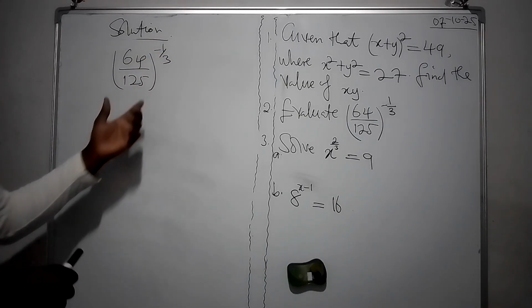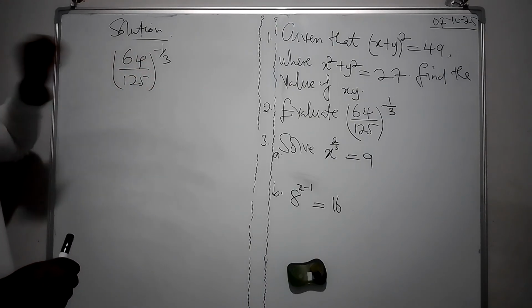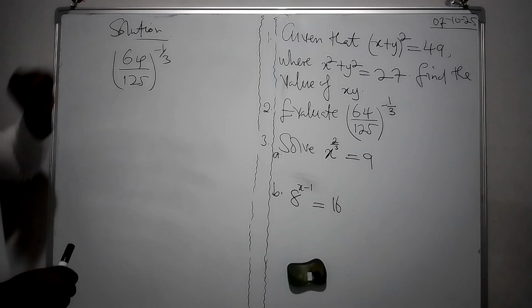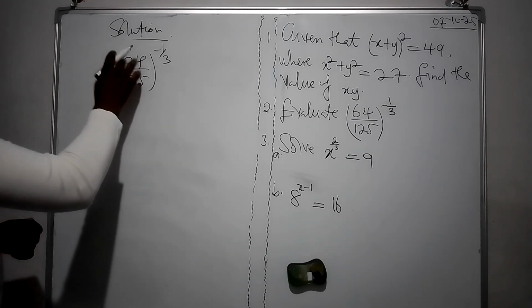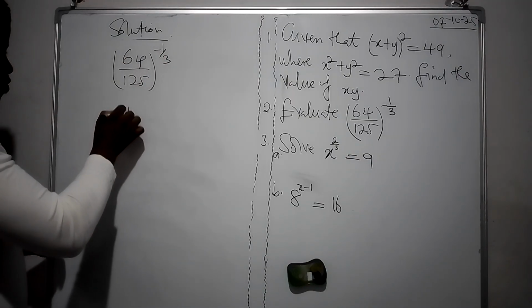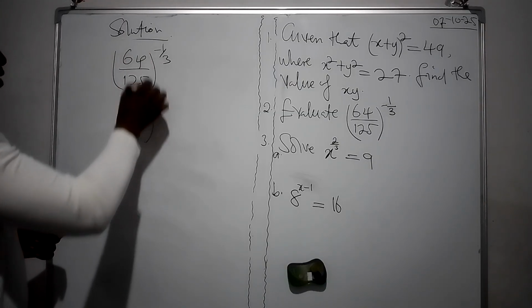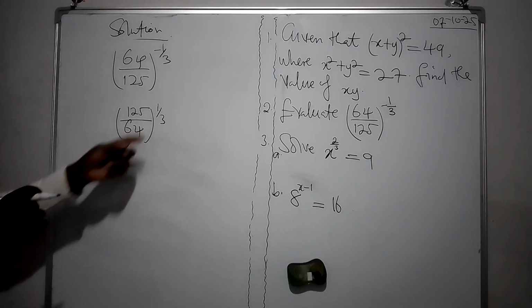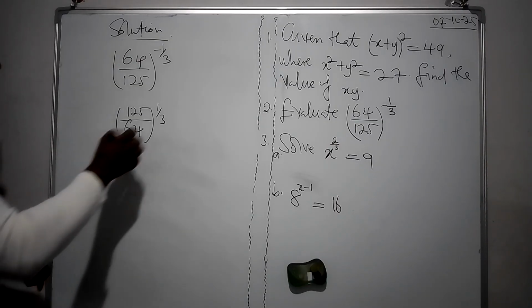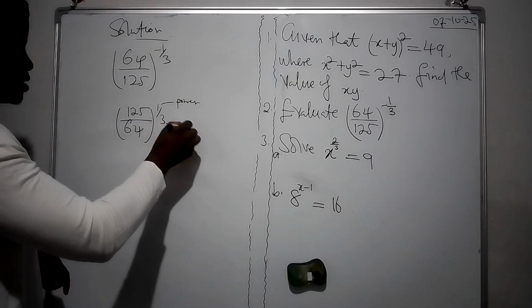Now, we know that under the laws of indices, any number raised to a negative power, we can reciprocate, or do the inverse. So let's reciprocate this: we're going to have 125 on top, divided by 64, then the power 1/3. So now the negative has gone because we have reciprocated the two numbers. And we know that this is the power, and this one is a root.